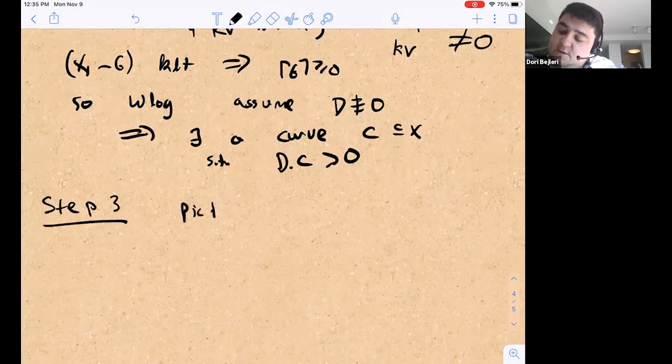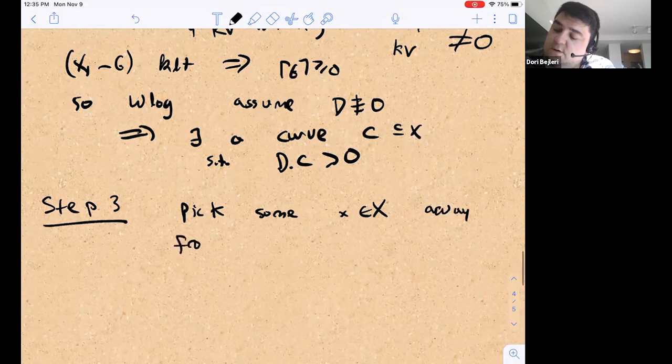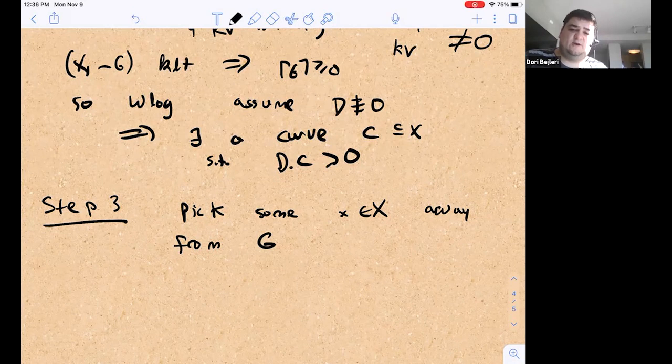So pick some point that's just away from G. And we're going to blow up this point, and we're going to add some divisor whose multiplicity with the exceptional divisor we can control so that we can get the right coefficients in our expression. But that's why we're picking it away from G, so we don't have to worry about the singularities of G. We can just add whatever divisor we want that has the right multiplicity.